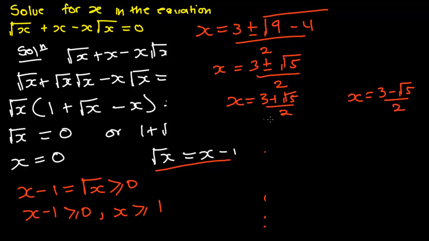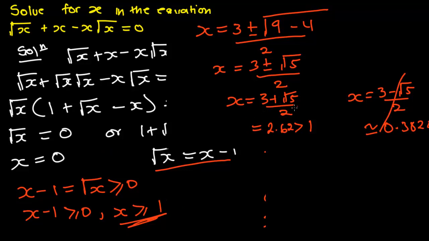And from here, this is approximately equal to 2.62, which is greater than 1. And this satisfies our condition. And this one is also approximately equal to 0.382, which is less than 1. And then this does not satisfy this condition, so we are going to reject this and then accept this.